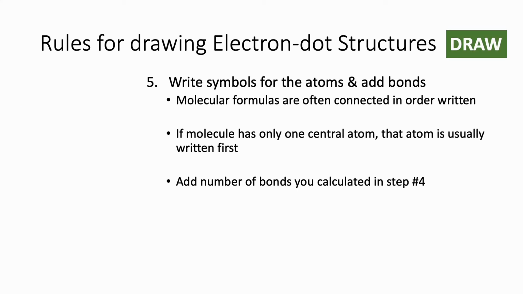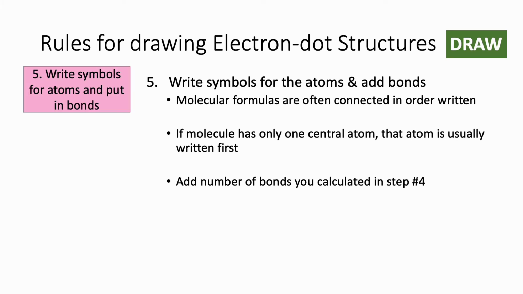The first step in the drawing phase is going to have you write the symbols for each of the atoms in your molecule and then add bonds between the atoms. Now, some people are like, what do I connect where? A lot of times if you have a complex molecule, they're going to write the atoms in the order that they're connected in. If you have a small molecule with only one central atom, so you have one atom in the middle and a whole bunch of things coming off, that atom is usually written first. And then somehow you need to distribute the number of bonds you calculated in step number 4 between these atoms to hold them all together. Sometimes it's going to be obvious how you do that, and other times it's not. And you'll see examples of both in this video. So all of those steps we're going to summarize this way. Write symbols for atoms and put in bonds.